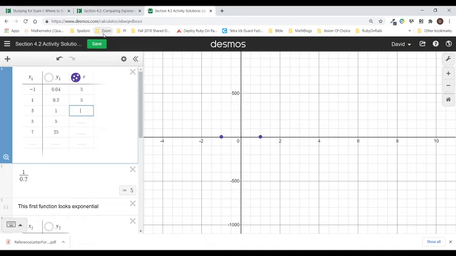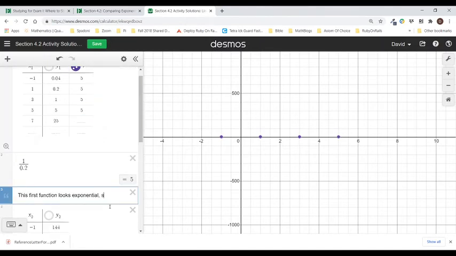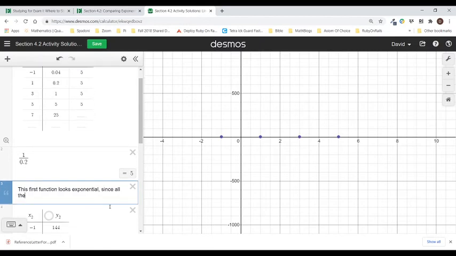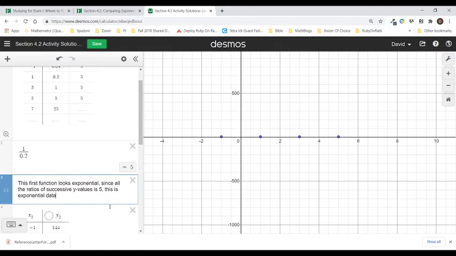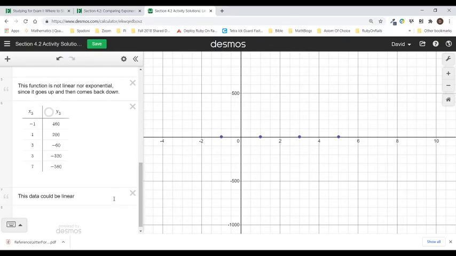And the next two are real easy. 5 divided by 1 is 5. 25 divided by 5 is 5. Not only does this one look exponential, since all the common ratios of successive terms, how about y values, is 5. This is exponential data. So we know now that it's exponential. It doesn't help us with the equation, but we do know it's exponential.